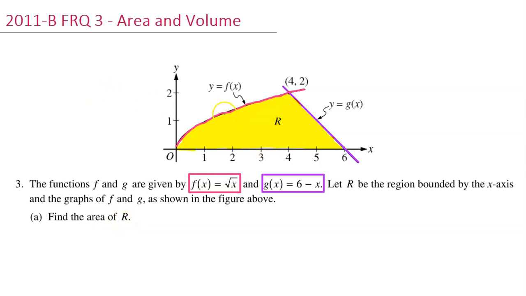You can find the area between a function and the x-axis by integrating that function. However, we have two different functions here, so we will need two different integrals. Function f goes from 0 to 4, so those are the limits of integration. So we will integrate the square root of x from 0 to 4. And then the second function, function g, goes from 4 to 6. So we will integrate 6 minus x from 4 to 6.